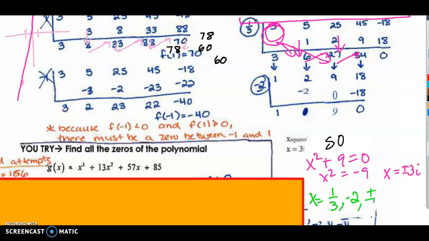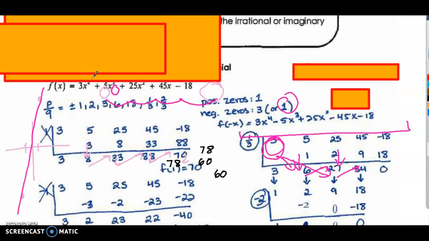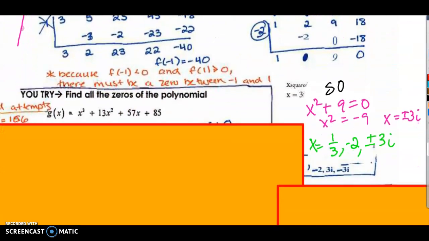You can write the plus or minus. You don't have to write plus 3i and then minus 3i, but you can if you want, plus or minus 3i, and then you count them to make sure that it equals the degree. So we've got 4, and the degree of the polynomial is 4, so we are good to go.